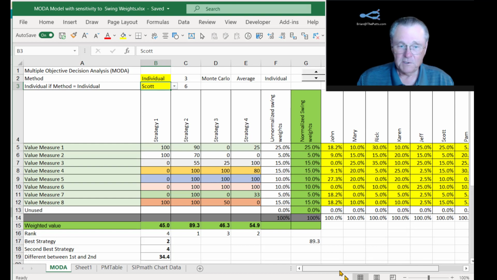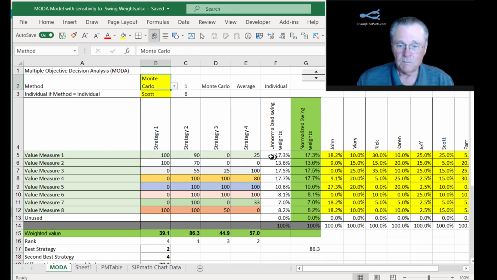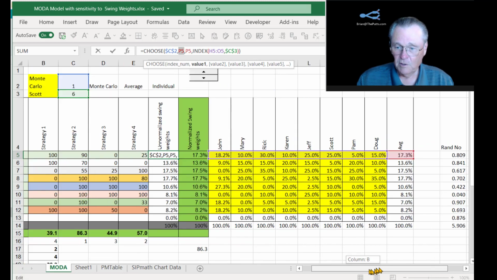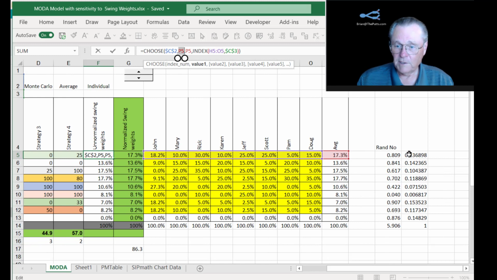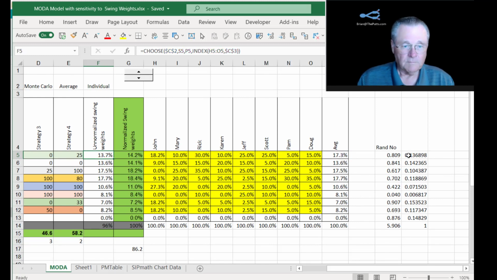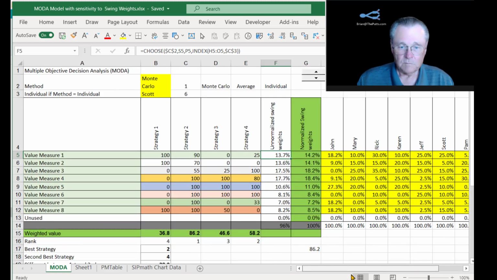So let's assume that we want to, instead of the individual, go to a Monte Carlo approach. Now, what is that going to do? Monte Carlo happens to be a number 1, so I'm going to change this here to refer to this S column. And then we should be able to copy that down.